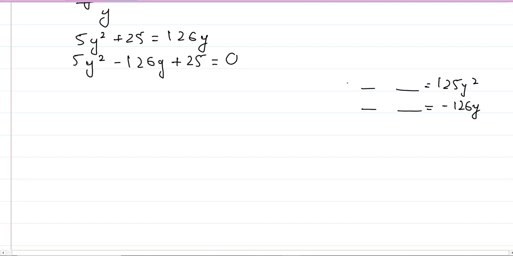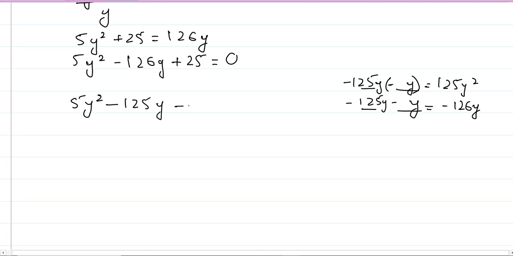So yeah, we have minus 125 y and minus y. Their product gives 125 y squared and their sum gives minus 126 y. So in the middle term we will use 5y squared, negative 125 y and negative y, plus 25 equals 0.